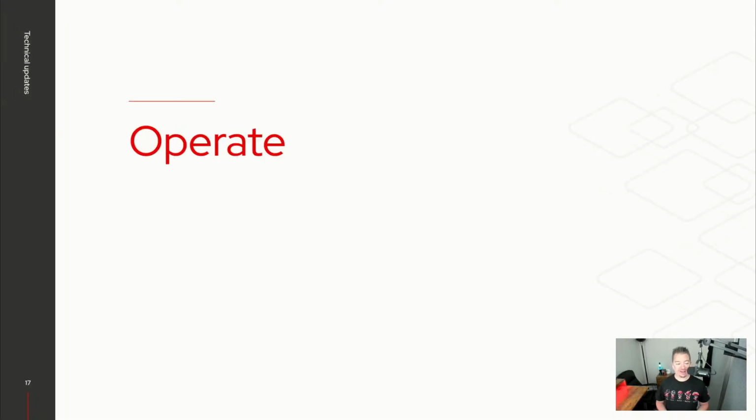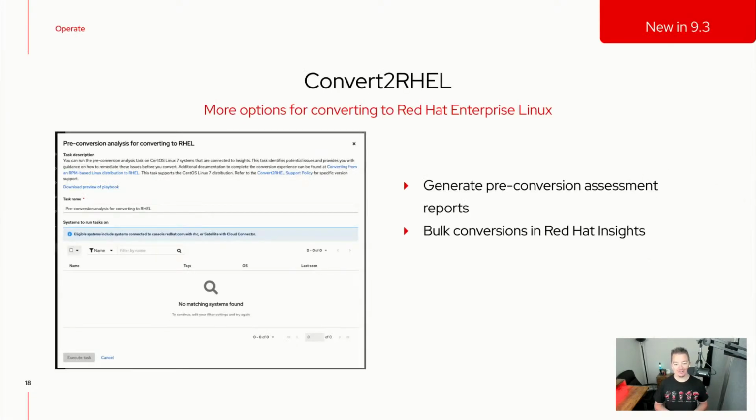All right, so let's move on to operations, day 2 and beyond. A lot of new features here, so I'm going to dive right in. I mentioned the pre-conversion assessment reports, but you can also register your CentOS Linux 7 systems with Red Hat Insights. Now, that doesn't give you the full suite of Insights tools. All that really does is opens up some Red Hat Insights actions. There's two of them. One is the ability to run the pre-conversion assessment at scale and running bulk conversions at scale as well.